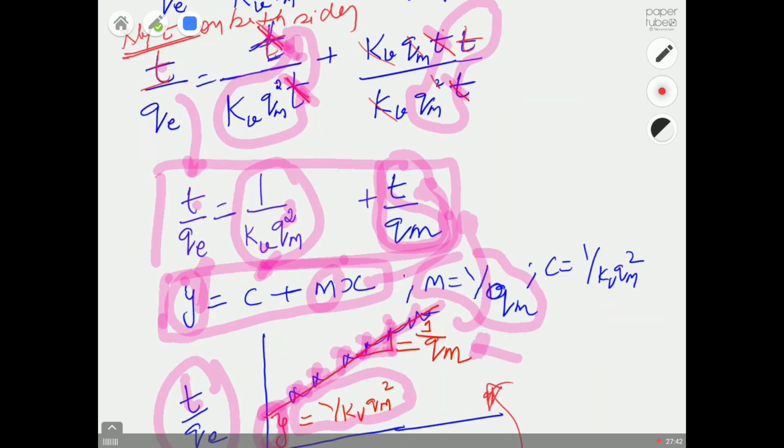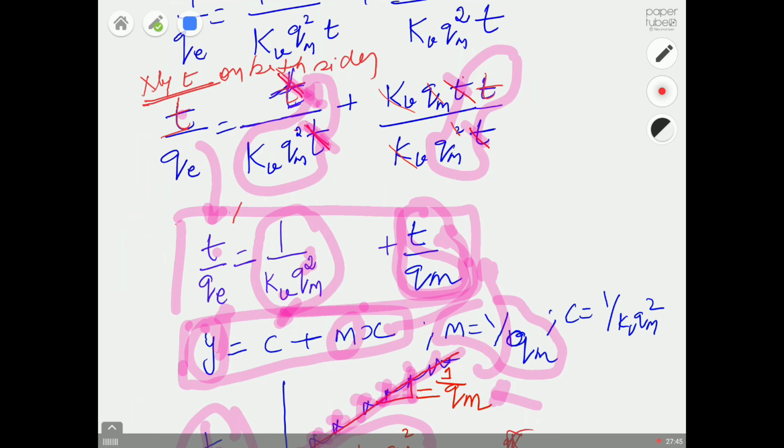So you have this linear expression. This is your y, this is your c, 1 by qm; t is your x, and 1 by qm, that's your m. I hope you all follow this one. This may sound a bit tricky, but we have to go bit by bit, very slowly.